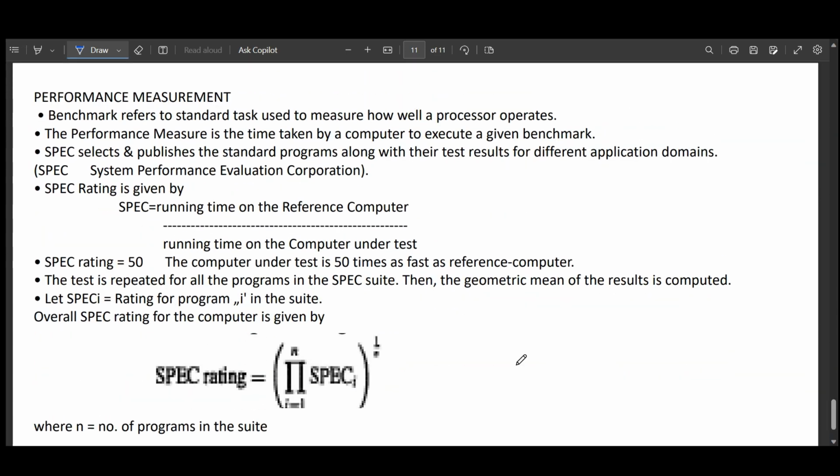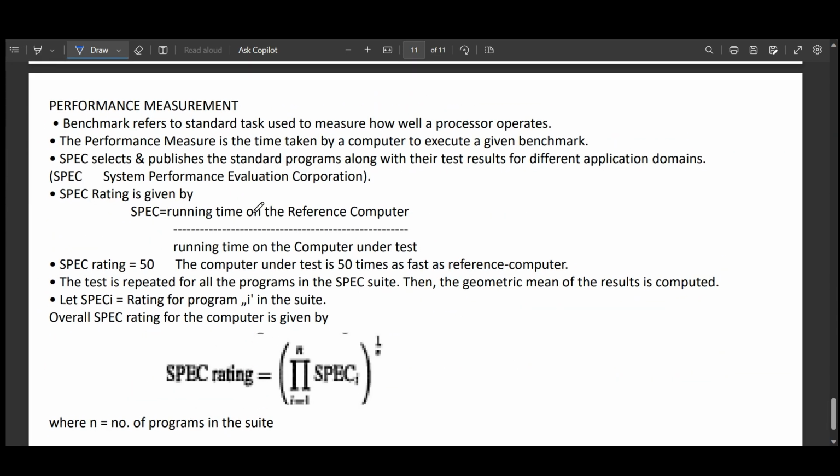So let's go for performance measurement. Performance measurement, in simple terms, I will explain to you all. Don't get confused here. I have a benchmark. A benchmark is a standard task. You all have an entrance exam to get into any reputed college, right? Similarly, a computer has something called a benchmark. That is a standard task to see how well the processor operates, to see whether the computer is perfect and works in all ways.